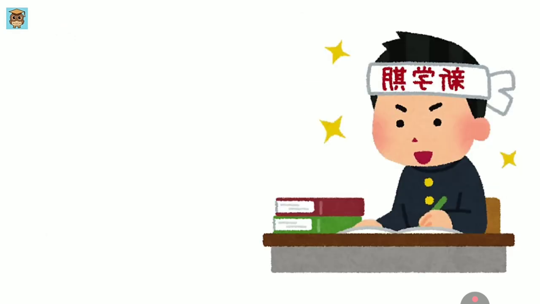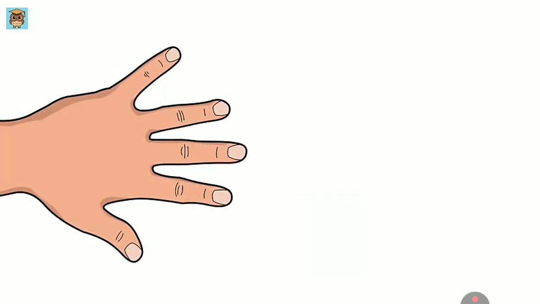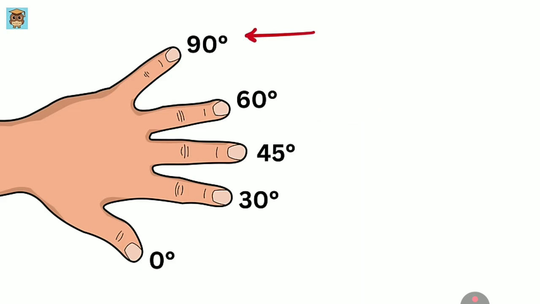So let us start. The very first step is to take your left hand like this and write angles like this. 0 degrees on the thumb, then 30 degrees here, 45 degrees on the middle finger, then 60 degrees here, and then 90 degrees on your smallest finger.